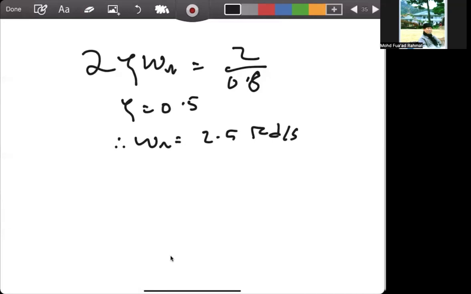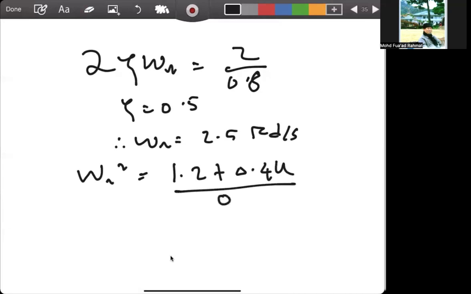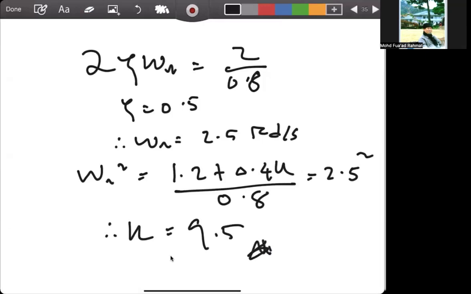And then omega n square is equal to 1.2 plus 0.4 k divided by 0.8. Okay, which is equal to 2.5 square. That's why your k is 9.5. Okay.